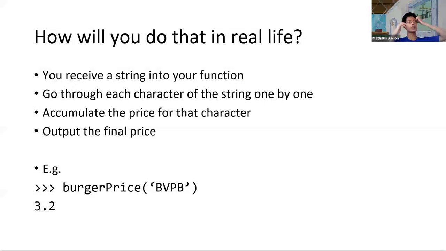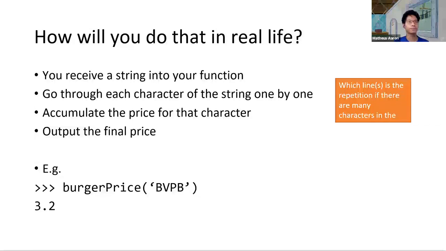Basically you will receive a string into your function, right? What you want to do is go through each character of the string one by one. It's like when you are at FairPrice in the self-checkout counter, you scan your items one by one and then add them one by one. So you take each character one by one and scan it, check the price. And then inside the cash register, it accumulates everything. And then you output the final price.